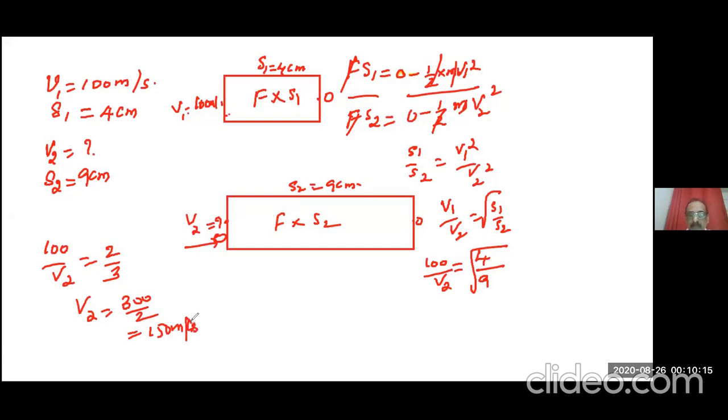Per second. These kinds of numericals are definite from this chapter.